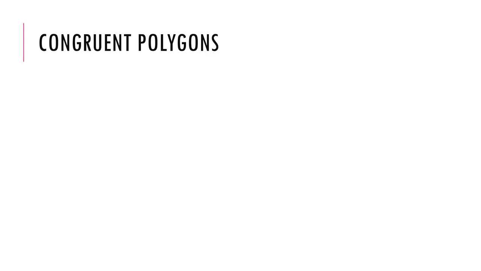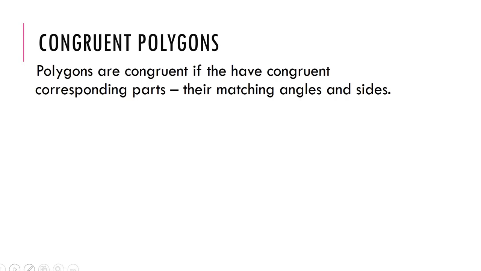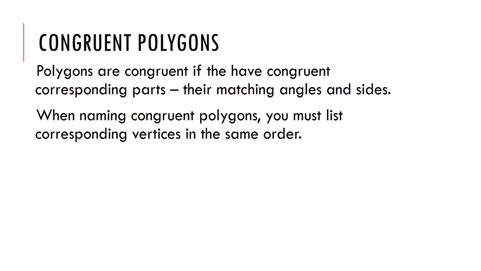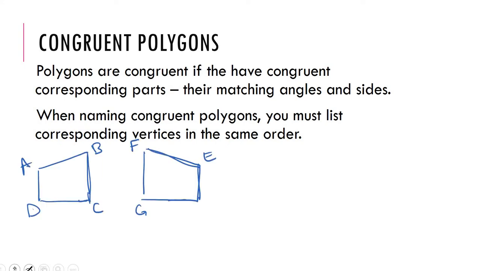Congruent polygons. Same idea, a little bit more precise definition. Polygons are congruent if they have the same congruent corresponding parts. In other words, they're matching angles and sides. So when you name a congruent polygon, you have to list the corresponding vertices in the same order. Here's a couple pictures of two congruent polygons.